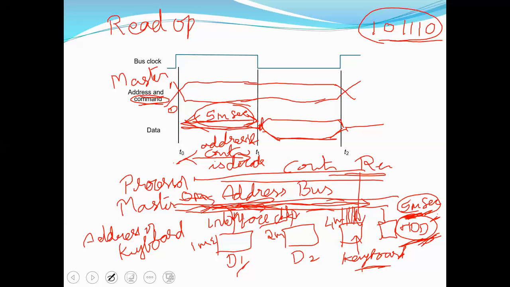That means from T0 to T1, during this interval, the task of finding the device and matching the address must be completed wherever the device is. In the next half of the clock cycle, the data should be put, when it is a read operation. Fine. So that is the concept.